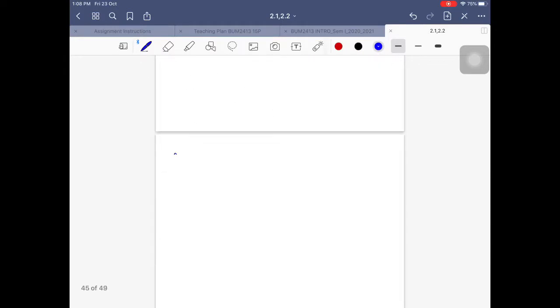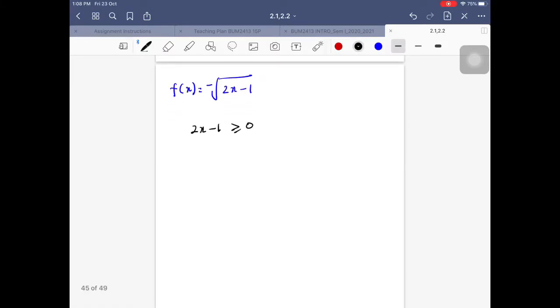So let's make up a function. Let's say I have f of x equals negative square root of 2x minus 1. The idea is still going to be the same. First, I'm going to find the domain. So 2x minus 1 must be greater than or equal to 0. So I will get x is going to be greater than or equal to 1 over 2. So that is where my graph is going to start.